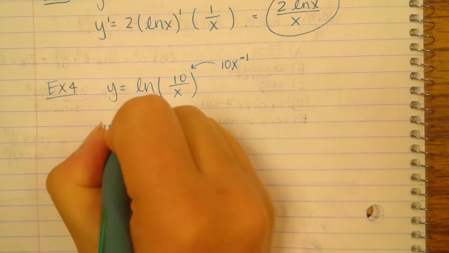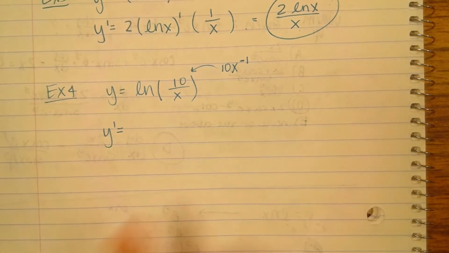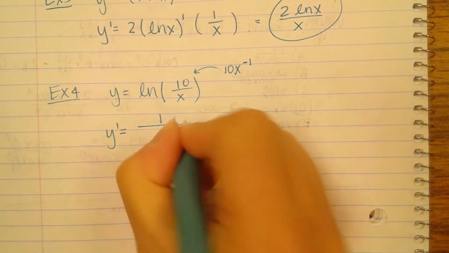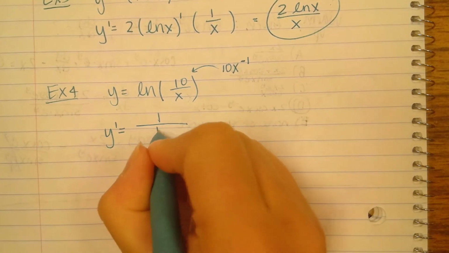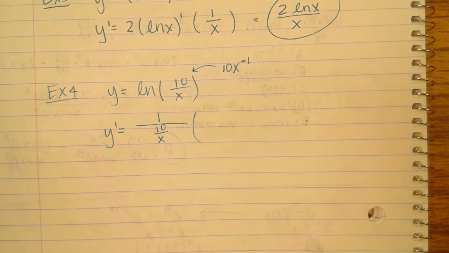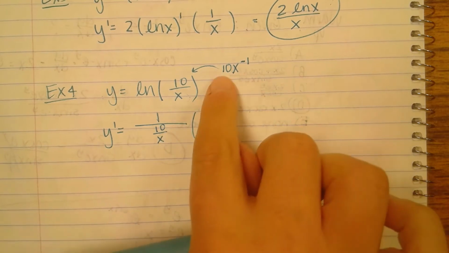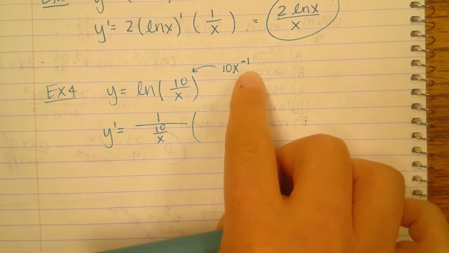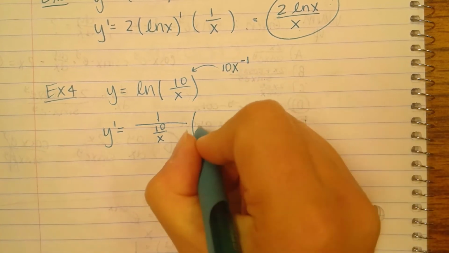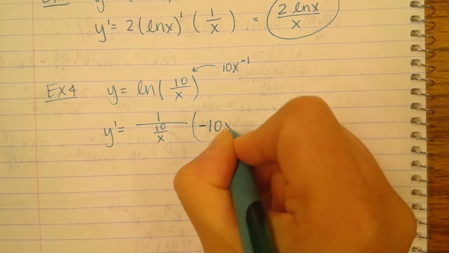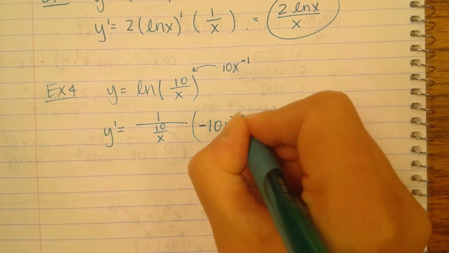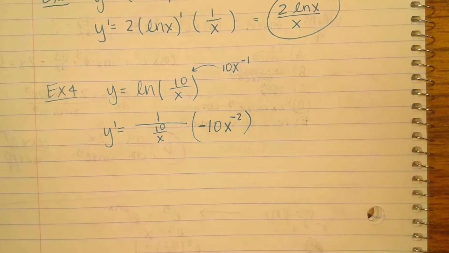So let's see, my outside function is natural log, so I know that when I take the derivative of natural log, I end up with 1 over whatever this stuff is. So in this case, that's 10 over x. And then I multiply by the derivative of my inside function. So my inside function is 10x to the negative first power. So if I took the derivative of that, I would bring down the negative 1. So I'd have negative 10. And I'd reduce the power by 1, so negative 1 minus 1 is negative 2. So there's my chain rule.